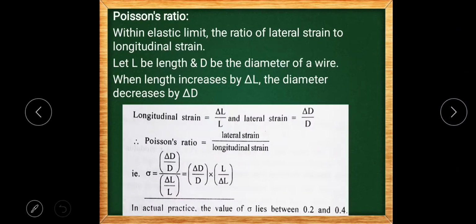Next, Poisson's ratio. Within elastic limit, the ratio of lateral strain to longitudinal strain is called Poisson's ratio.